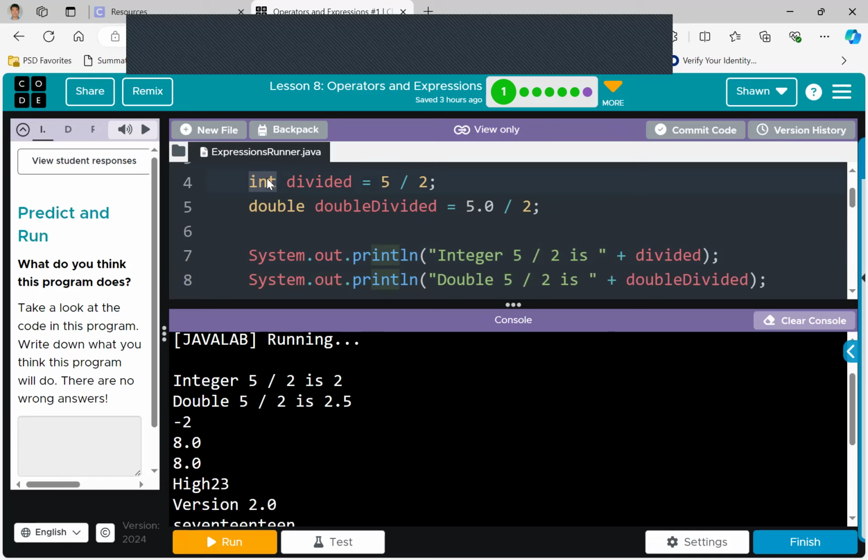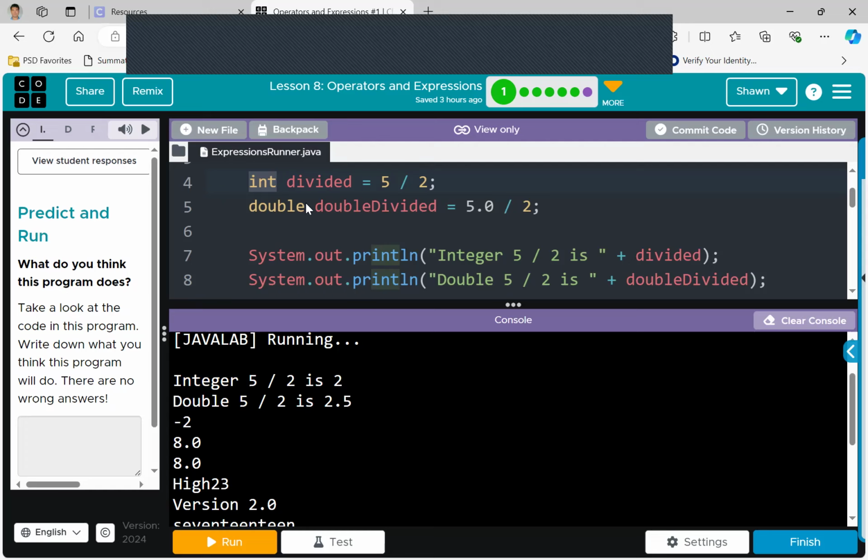So even though 5 divided by 2 is 2.5, Java only has a storage bin available that will store an integer value. So what's going to happen is you're going to get something called truncation, where 5 divided by 2 is 2.5, but it's going to cut off anything after the decimal. So 5 divided by 2 is only 2 as far as Java is concerned, because we have an integer that's storing it.